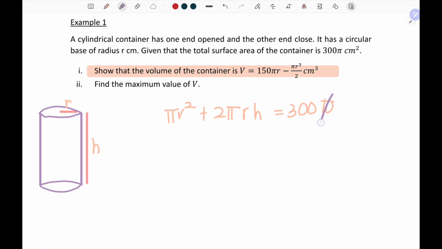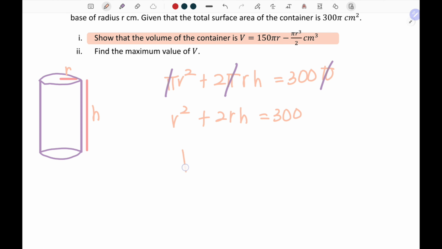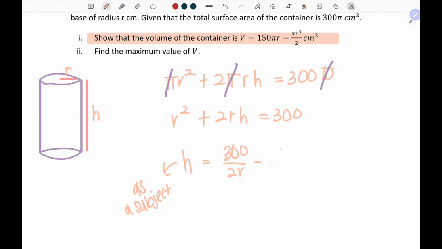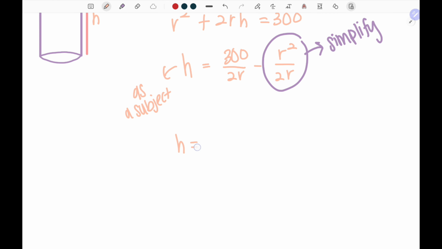Here, we can cancel out the pi, meaning that our equation now is R square plus 2RH equal to 300. Let H be the subject. Then we get H equal to 300 over 2R minus R square over 2R. Here, we will simplify whatever we can simplify. So, we get H equal to 150 over R minus R over 2.